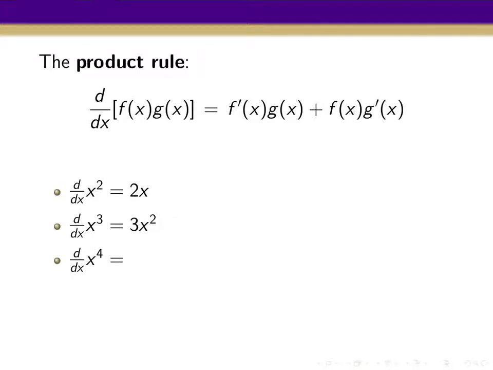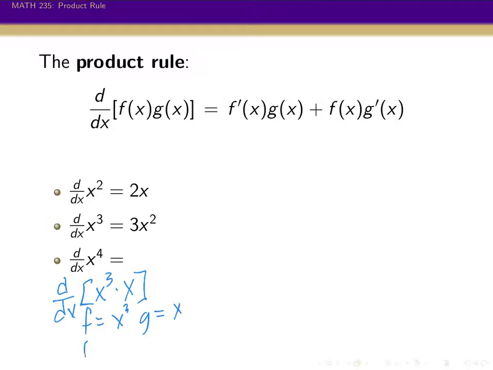Let's go and do one higher power. What about the derivative of x to the fourth? Well, we can use the same idea as before. Break this down into x cubed times x. So our f function is x cubed. Our g function is x. f prime, we just figured out, is 3x squared. g prime is equal to 1.